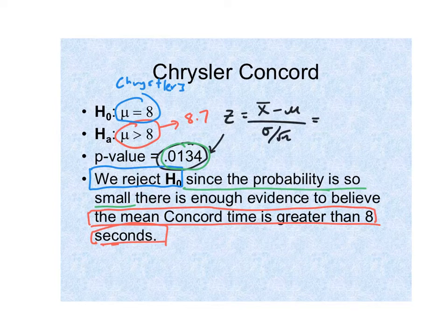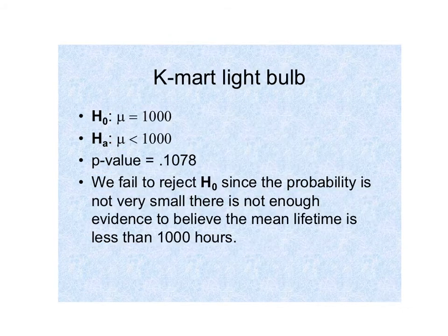Okay, so our decision basically is based on the probability that we get. If the probability is really small, then this is the steps we're going to take. We're going to reject the original and believe the alternate. Now, what's the opposite of this? If the probability is large, then we do the opposite. Okay. And an example of that is in the Kmart example. So that's why I put that slide on there.